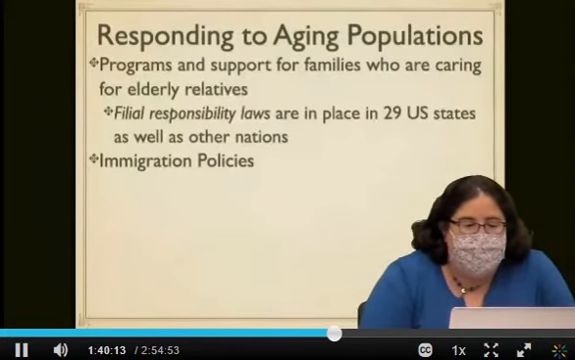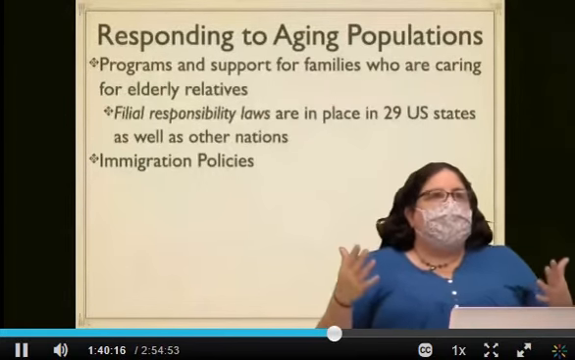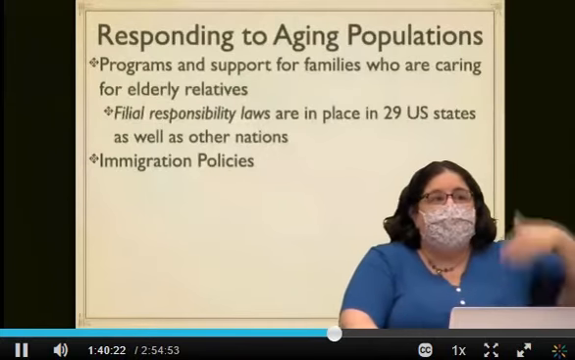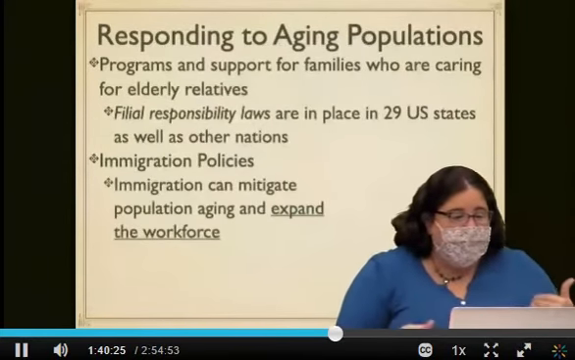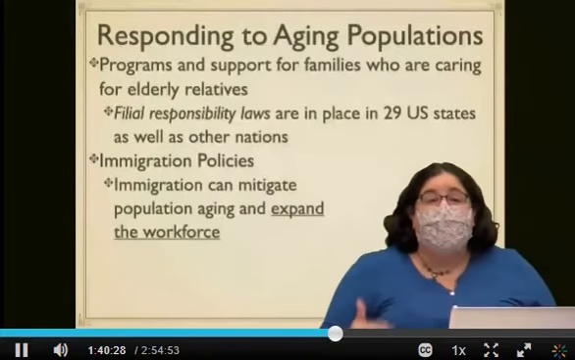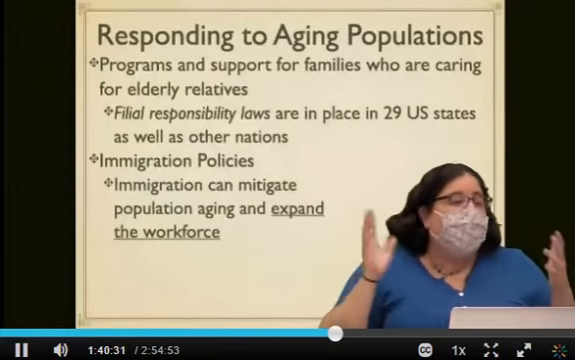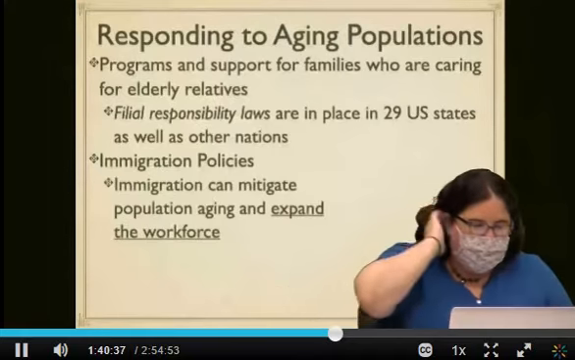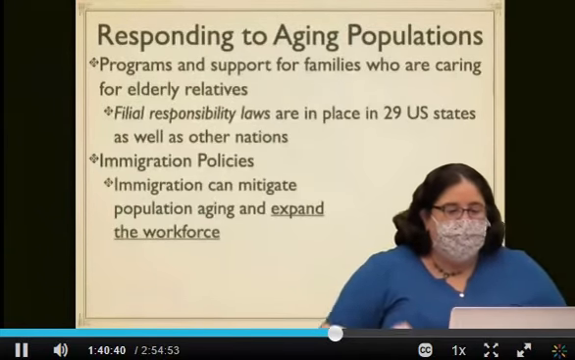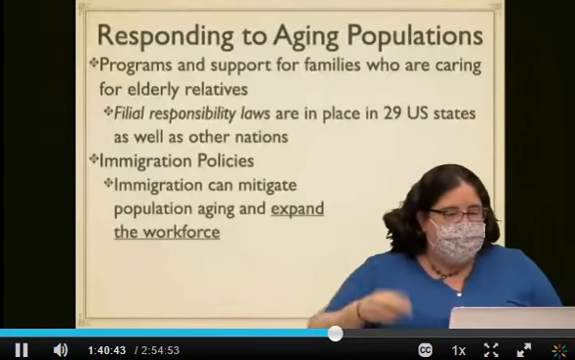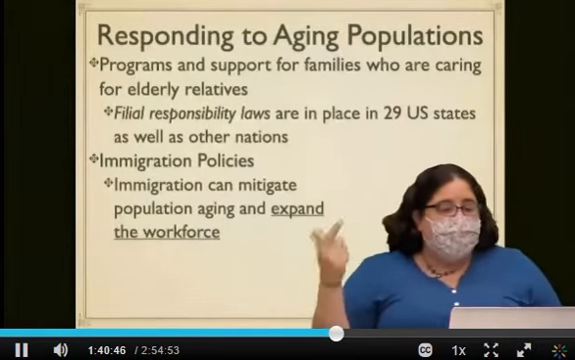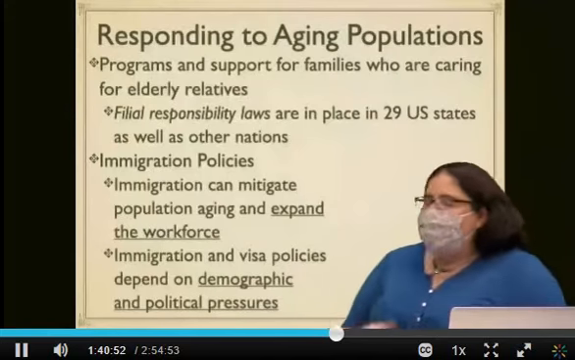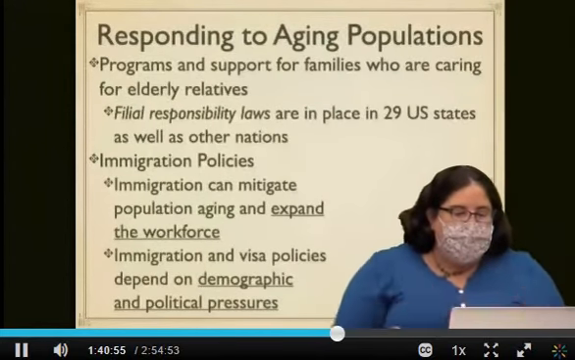Some places have enacted looser or more open immigration policies. I mentioned before that immigration tends to lower population aging. Immigration can mitigate population aging as well as expand the workforce. Most people who immigrate are of working age, or they have children who will become of working age, eventually. And so it is a double benefit to have immigration in a population because it lowers the population's age and provides more workers. But of course, we know that immigration policies and visa policies all depend on a whole web of demographic and political pressure.